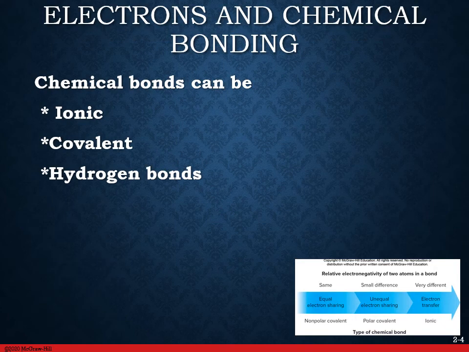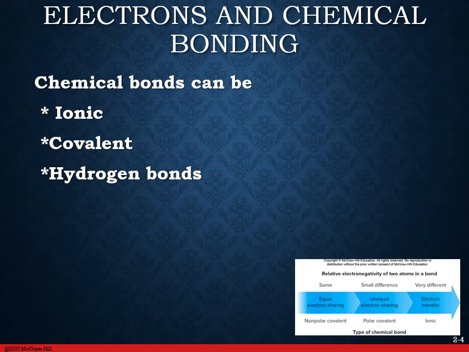So chemical bonds are formed when electrons in the outermost shell, called the valence shell, are shared or transferred to another atom. The type of bond is determined by their ability to attract electrons, called electronegativity. And there's a couple different types of chemical bonds.